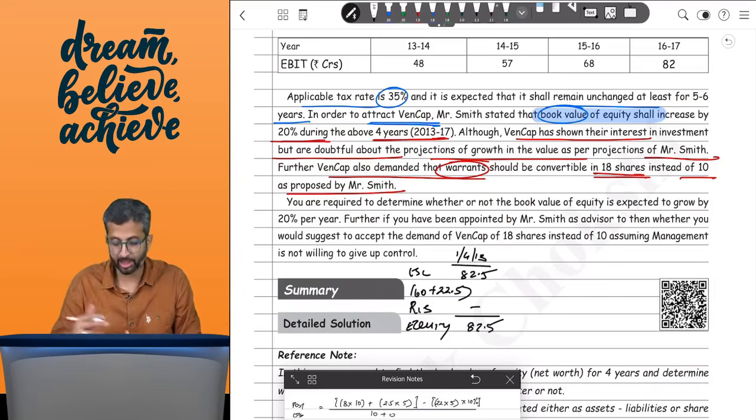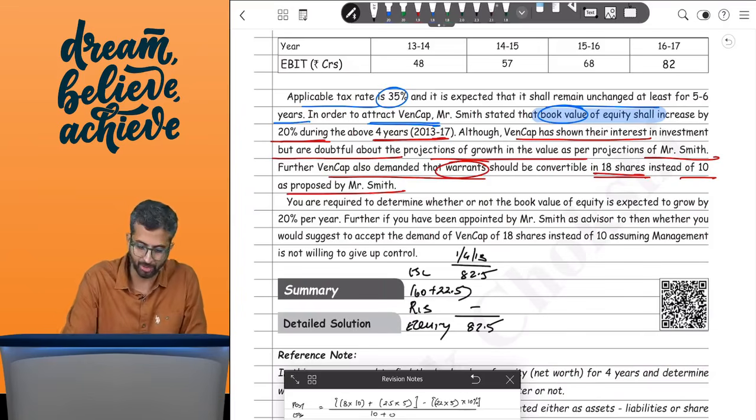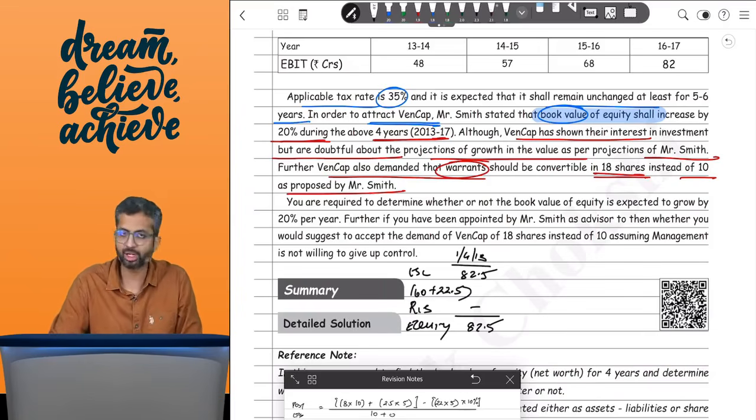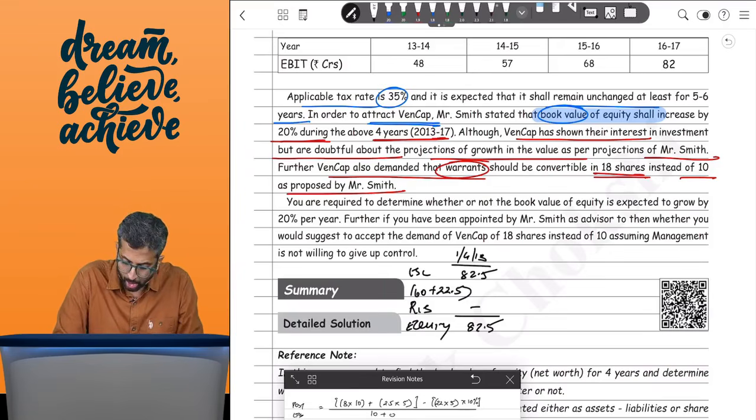We are claiming that this will grow at the rate of 20% per annum. But why should it grow? Well, it will grow because of profits earned. But do I have the retained profits? No, that is what I have to find. EBIT minus interest minus tax minus your dividend, etc. You are required to determine whether or not the book value is expected to grow by 20% each year.